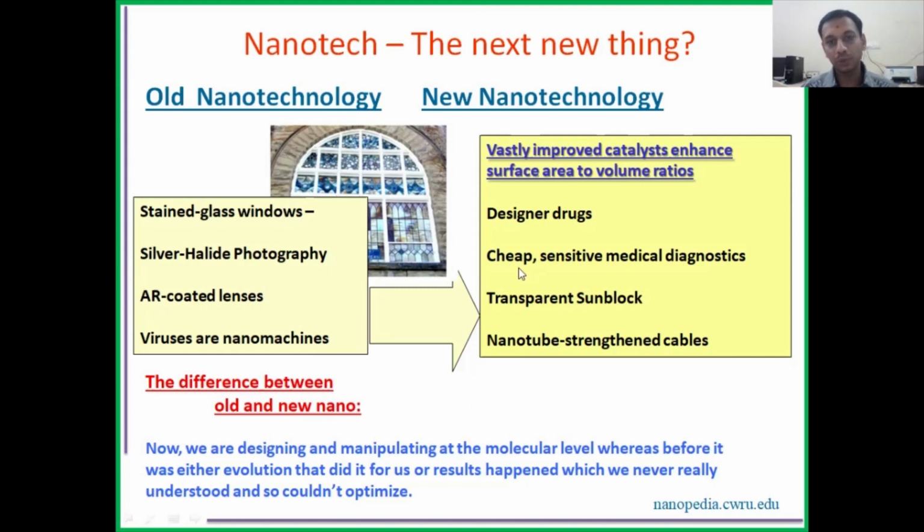But if you talk about new nanotechnology, the designer drugs are there. There are transparent sunblocks, which contain very good nanoparticles inside. Now, designer drugs, everyone knows about the targeted drug delivery concepts. These all are related with the nanotechnology. Now we are designing and manipulating at the molecular level, whereas before it was either evolution that did it for us or results happened which we never really understood and so couldn't optimize. Before it was like that, but now everywhere people are talking about nanoscience and nanotechnology.